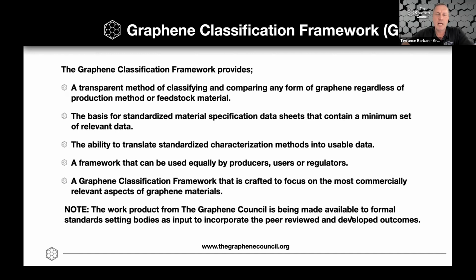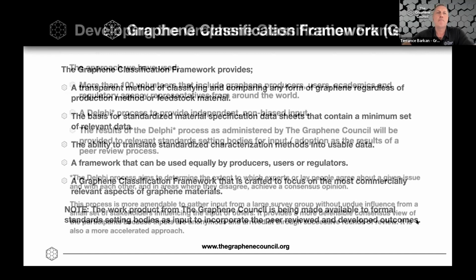We created the classification framework, and we have now licensed this back to ISO so that ISO can take it and put it into a formal ISO standard that will be used universally around the world. So we're giving back to this. This is not something the Graphene Council is trying to monetize or to monopolize. It's something we're giving back to the community.